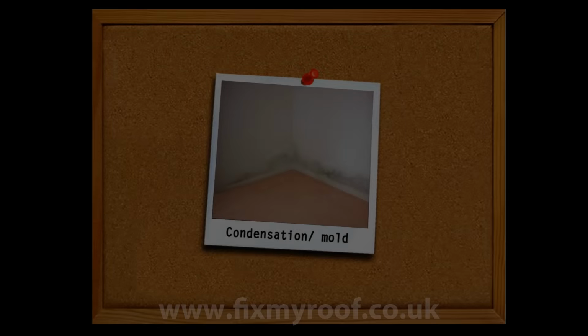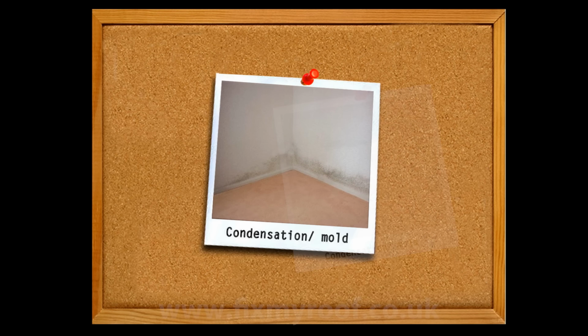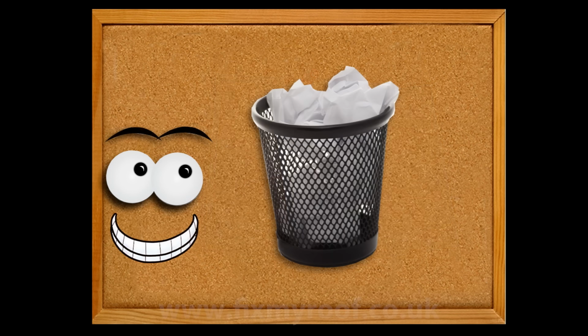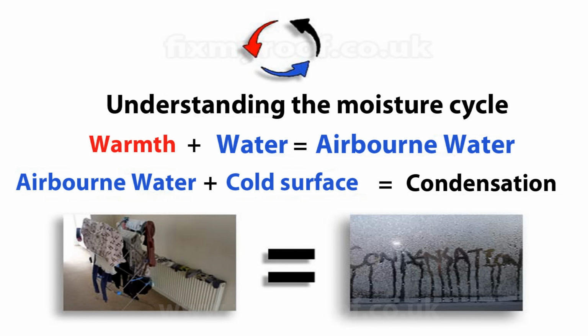Okay, so now we know what it is and what it looks like and where to spot it. So let's try and get rid of it. The first place to start is to understand what causes the condensation. Condensation is caused by airborne moisture.